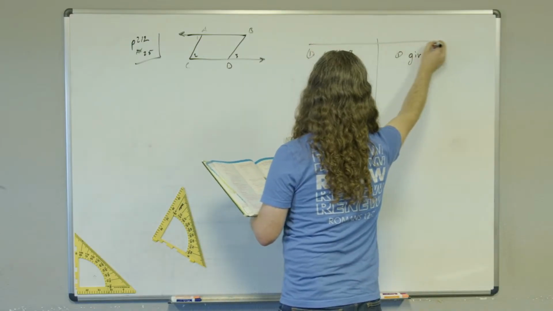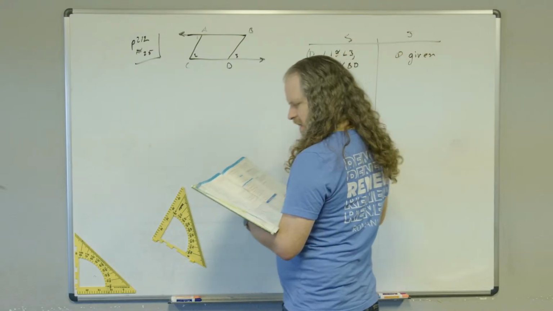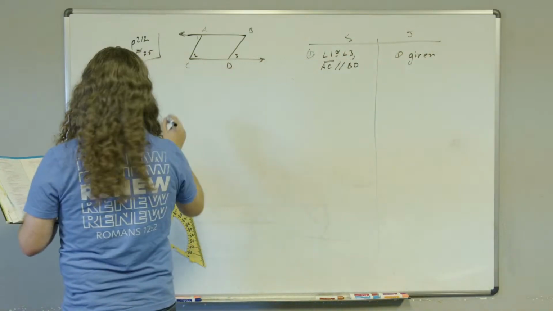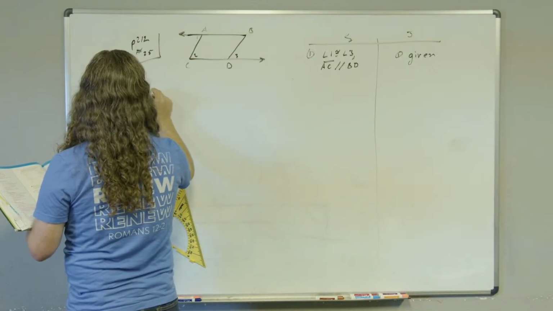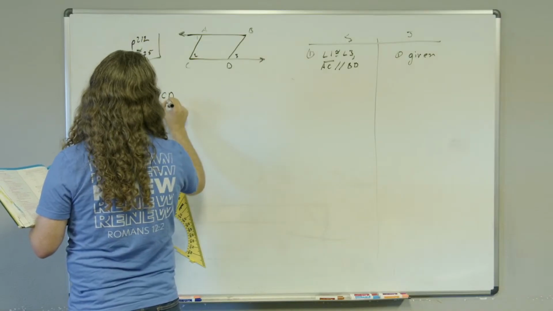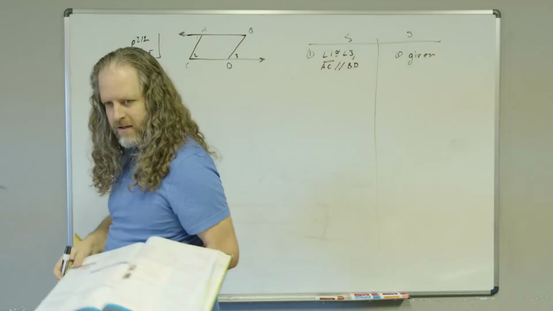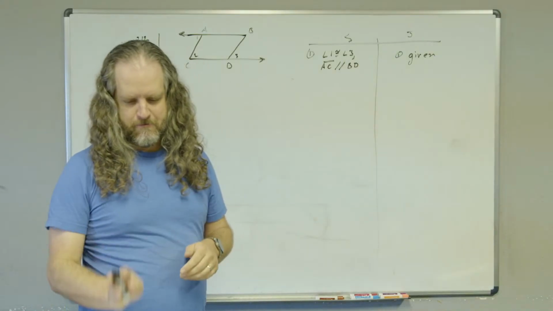And we want to prove that segment AB is parallel to segment CD. So, what is a good idea to start?